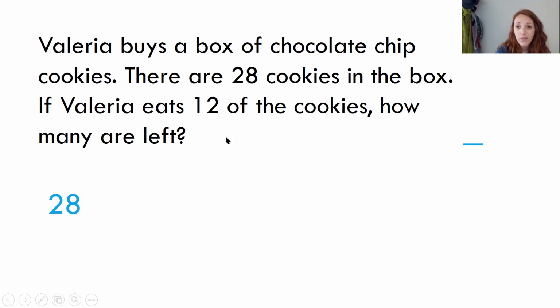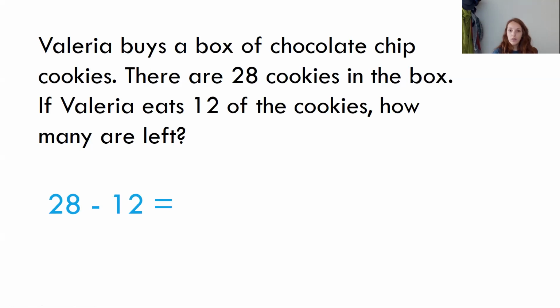She ate 12. What symbol shows that she ate, or that we're taking away some of these cookies? Our minus sign. Let's move our minus over here. 28 minus how many cookies? 12. So here is our number sentence, our equation. Now, think of what strategy we're going to use.